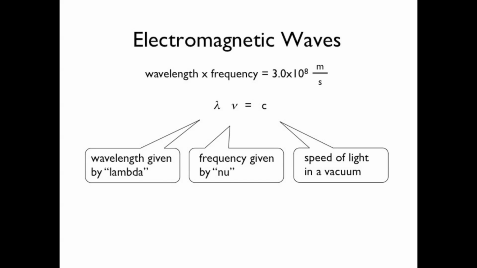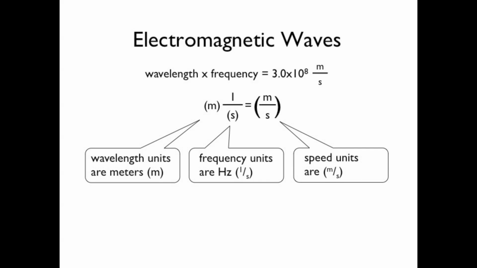So what are the units of lambda and nu? Wavelength, lambda, has the units of distance, or meters, and frequency, nu, has the units of hertz, which is just per second. So multiplying together, you get meters per second, which is velocity.